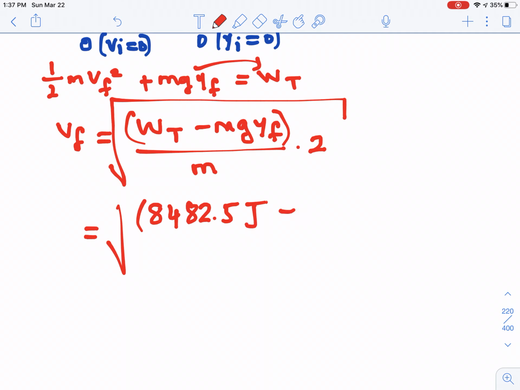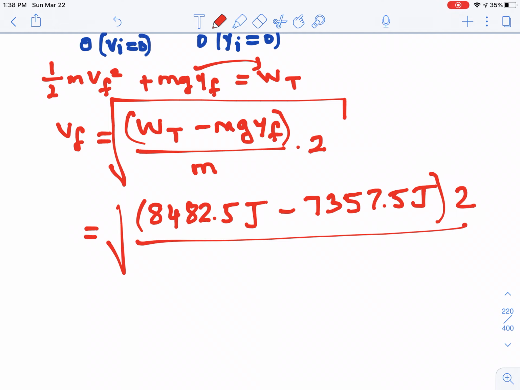Minus mg y final is something we already found, right? That's delta U, and it was 7300. This is also a little bit more accurate than what I showed. More digits are carried, not 2 but 5 joules as well. So that is the top part. We are multiplying this by 2, dividing by the mass. And let me just remind myself, mass is 75 kilograms.